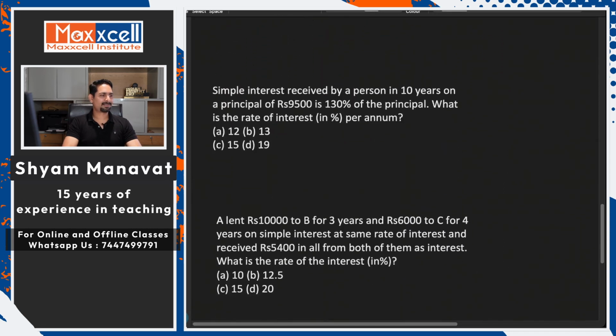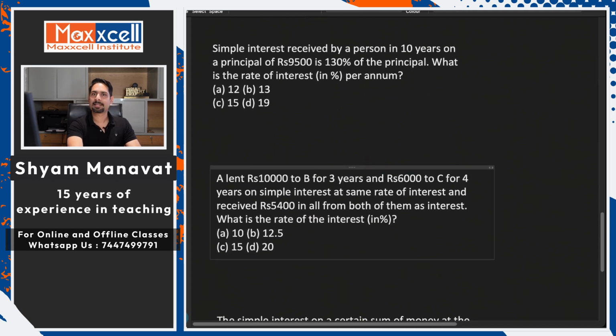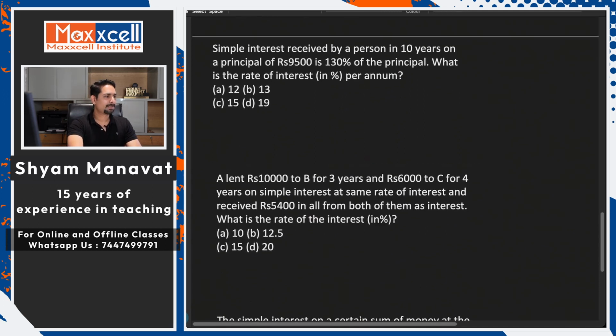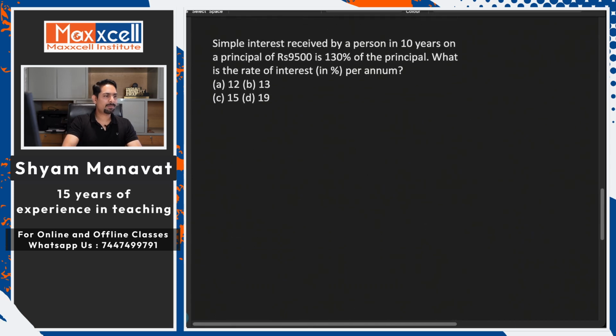Beautiful. Next question is: simple interest received by a person in 10 years on principal 9,500 is 130% of the principal. This is not per annum, okay? In 10 years, he is receiving returns of 130%. What is the rate of interest per annum? This is what we need to find out.